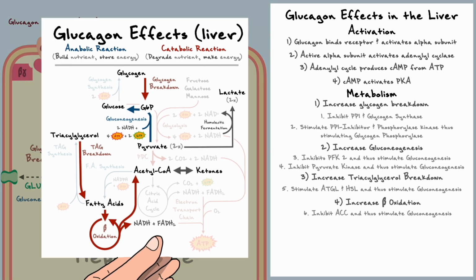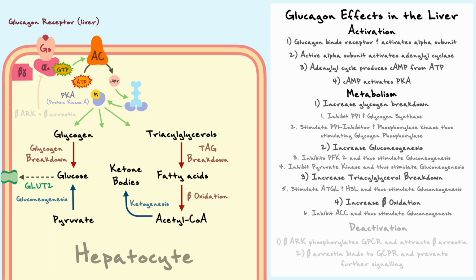Altogether, the effect of glucagon on the liver looks like this when we consider this pathway diagram. You can see that the metabolism is redirected to make glucose and ketone bodies to supply the starving body. To terminate the signal, the cell has specific enzymes such as beta-ARK that are capable of phosphorylating the receptor. This phosphorylation then attracts a second kind of enzyme that comes in and binds to the receptor to stop further signaling. One common example for this type of enzyme is beta-arrestin.